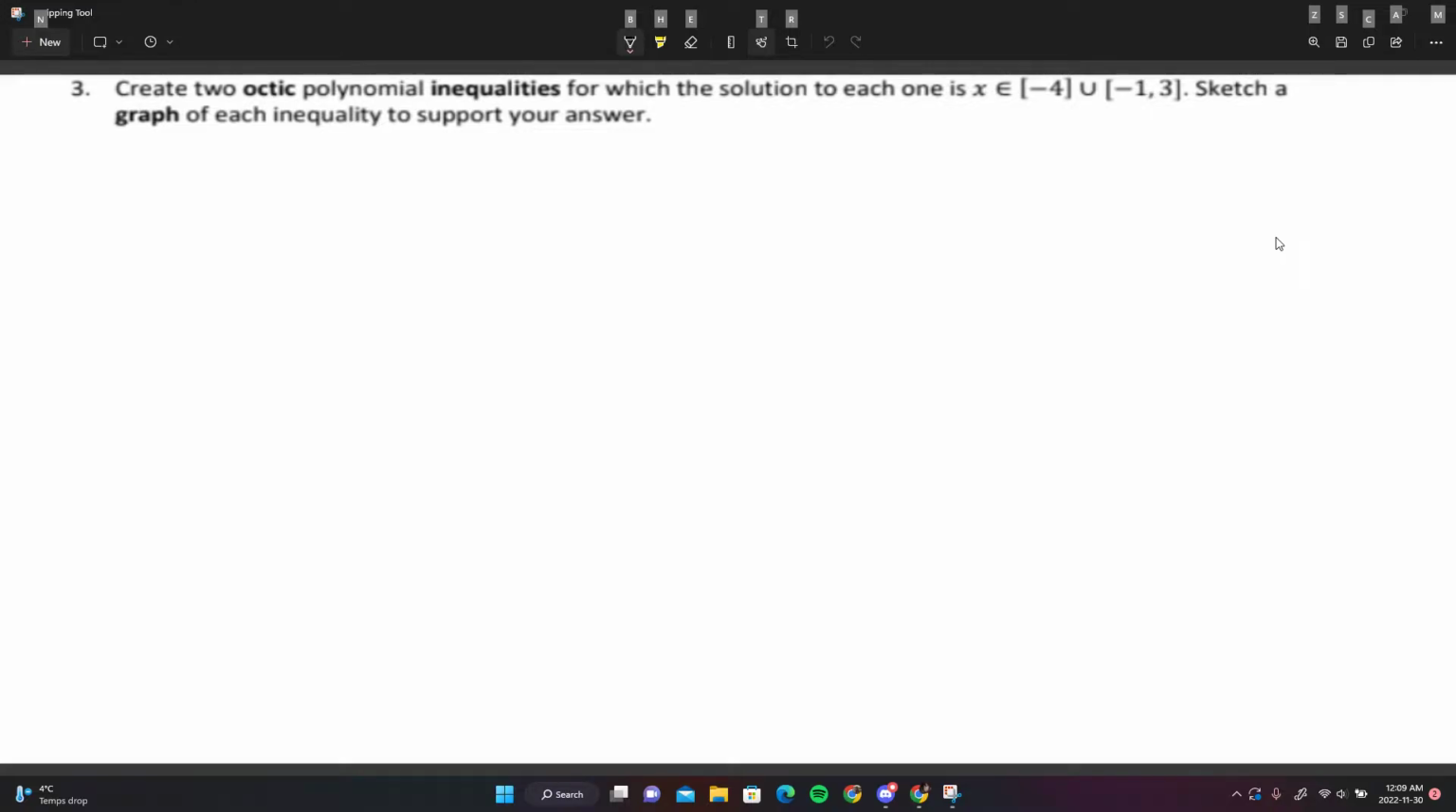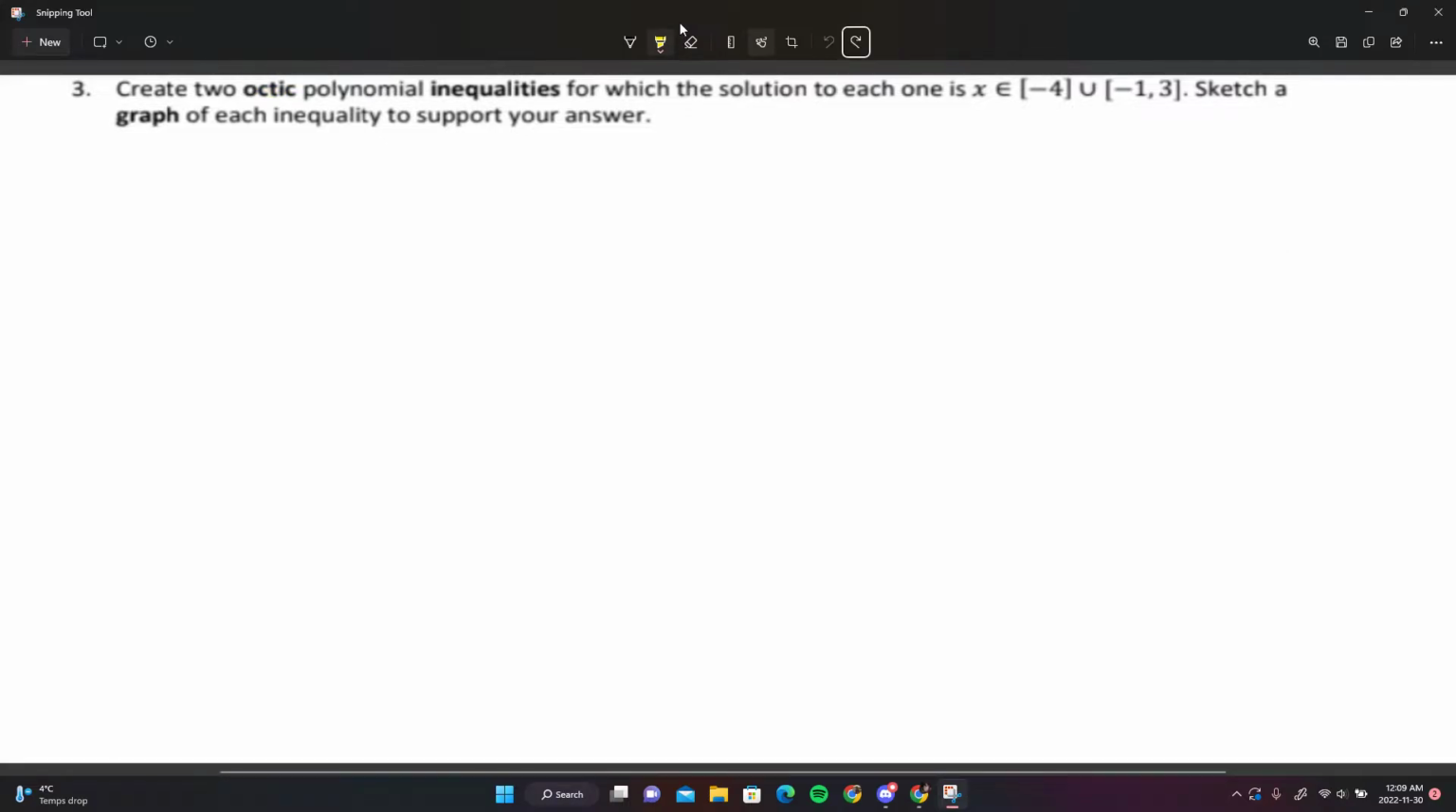So, question 3: create two octic polynomial inequalities for which the solution to each one is x as an element of -4, union -1 to 3. Sketch a graph of each inequality to support your answer. Some important things to note: first, octic just means a degree of 8.